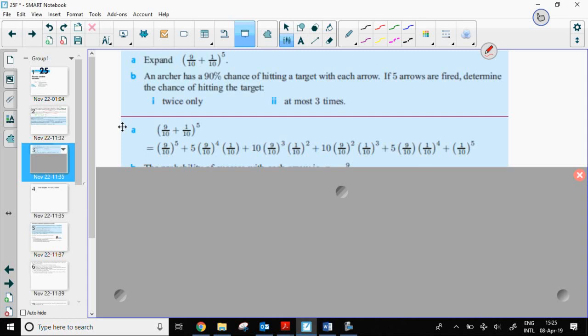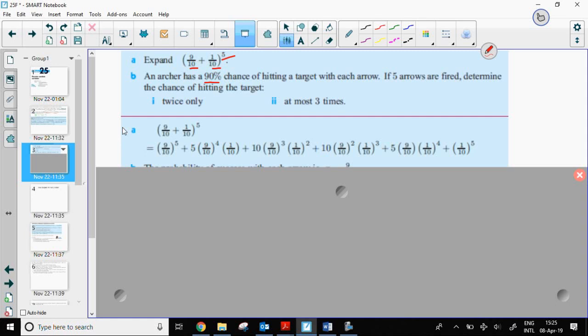And what does that have to do with this probability down below? Well, I notice that we've got 90% chance of hitting a target, so 90% success, which means there's going to be 10% failure. And of course, our probability for success and our probability for failure have to add up to get us 1. 9/10 plus 1/10 is 1. That's great. And we are going to fire 5 arrows, and that connects to that exponent right there.